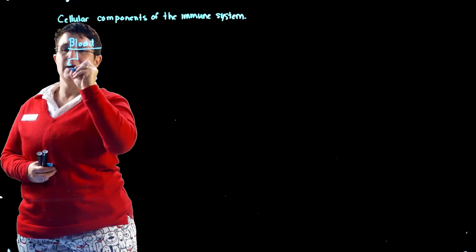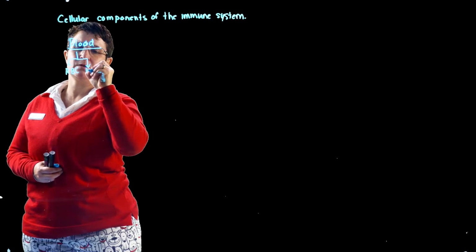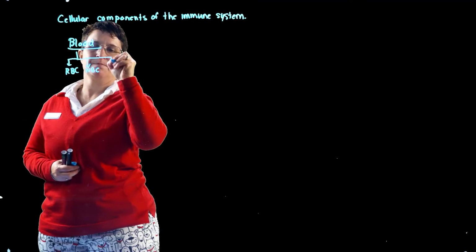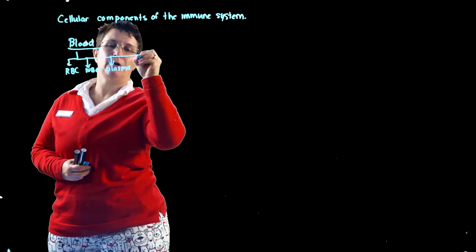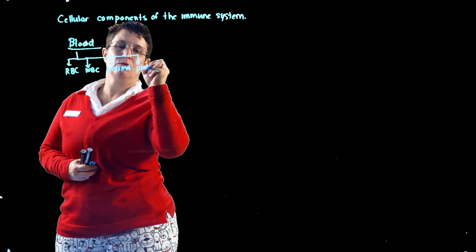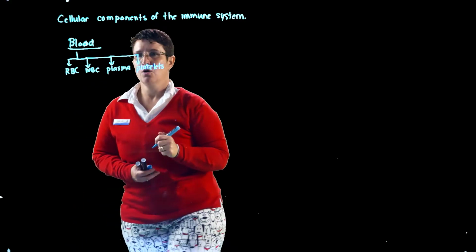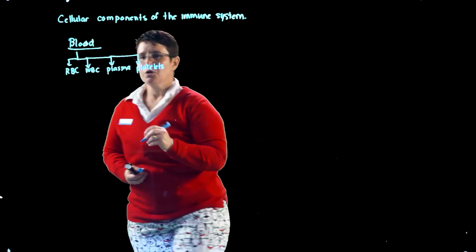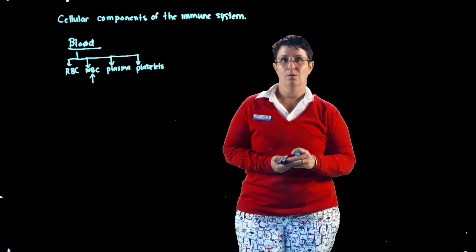We say we've got our red blood cells, erythrocytes, we've got our white blood cells, leukocytes, we've got our plasma, the fluid components, and we've got our platelets, also called thrombocytes, responsible for clotting. So where we're focusing now is this part, the white blood cells and their roles.